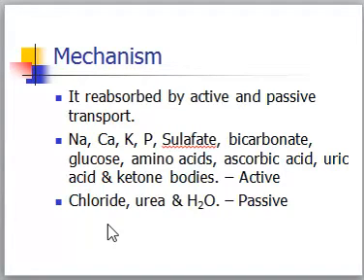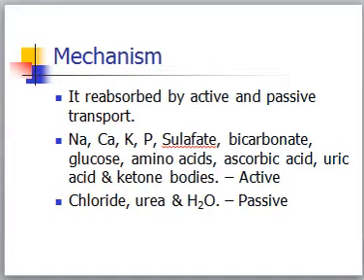Same thing here. Passive reabsorption is the movement of molecules along the electrochemical gradient. This is called downhill movement, and this process does not need any type of energy. Now, what are the substances that are reabsorbed by passive transport? The substances reabsorbed passively are chloride, urea, and water. So these three substances are transported passively in passive reabsorption.